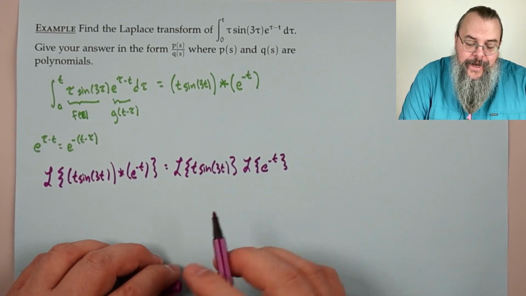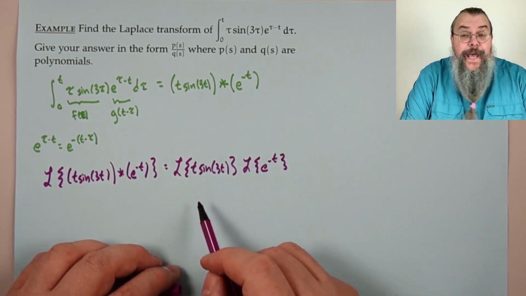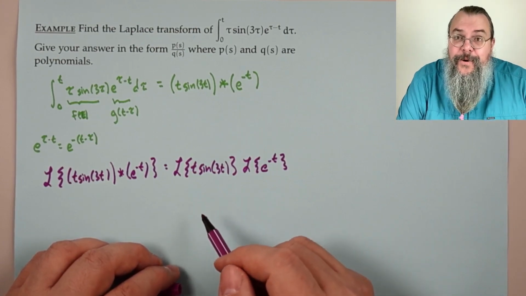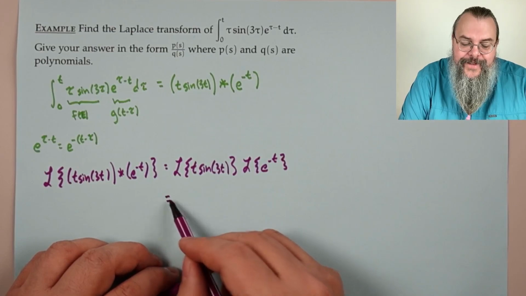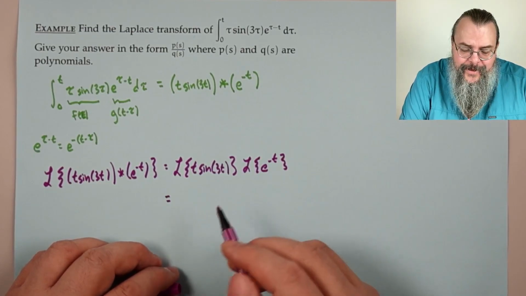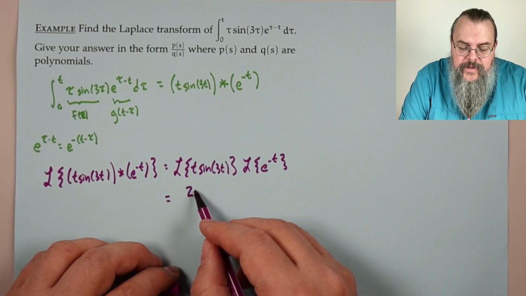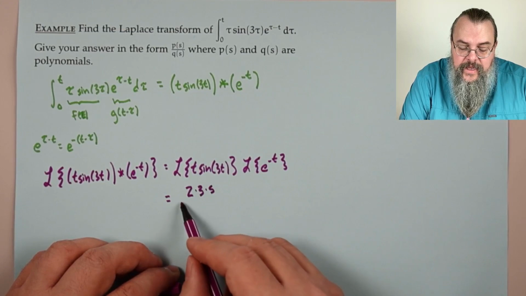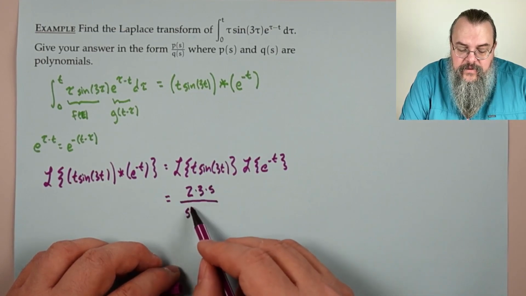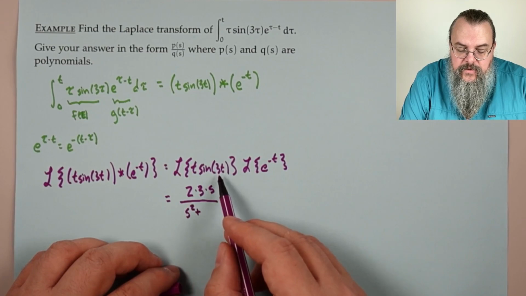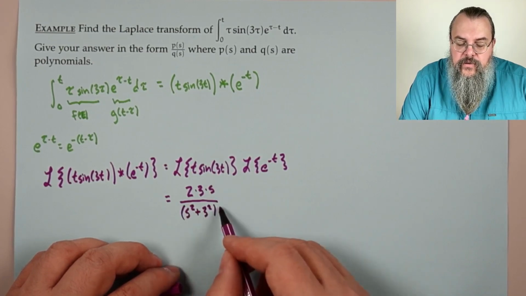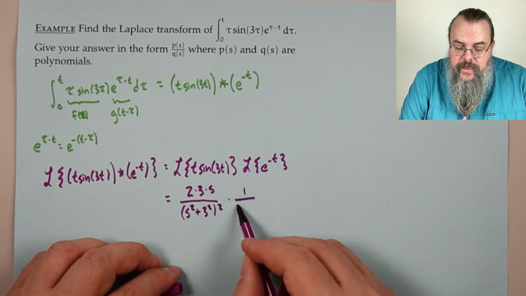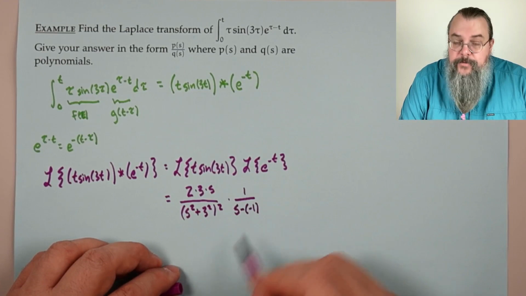All right. Now, do we know how to handle t sine 3t? Have we seen it somewhere today? Yeah. Not just have we seen it somewhere before, we've seen it somewhere today. And the answer is we have. It's sort of our new rules that we learned today. So you take 2 times your b, in this case 3, times s, and then you divide by s squared plus b squared, 3 squared, squared. And e to the minus t, well, that's 1 over s minus minus 1.